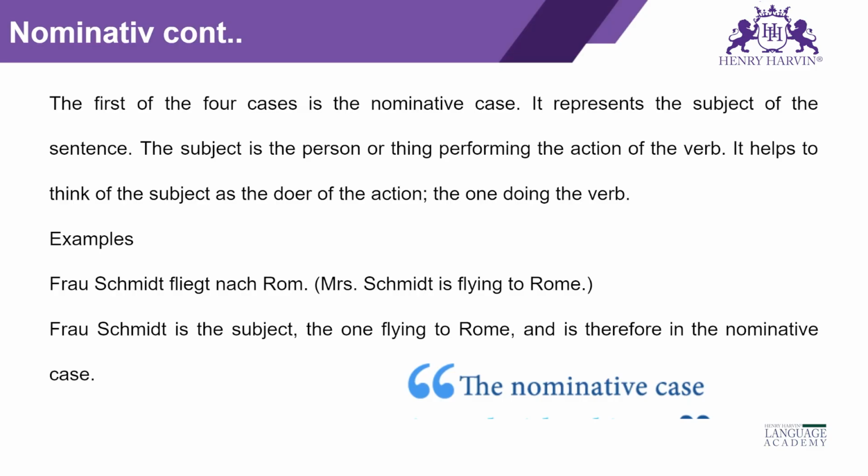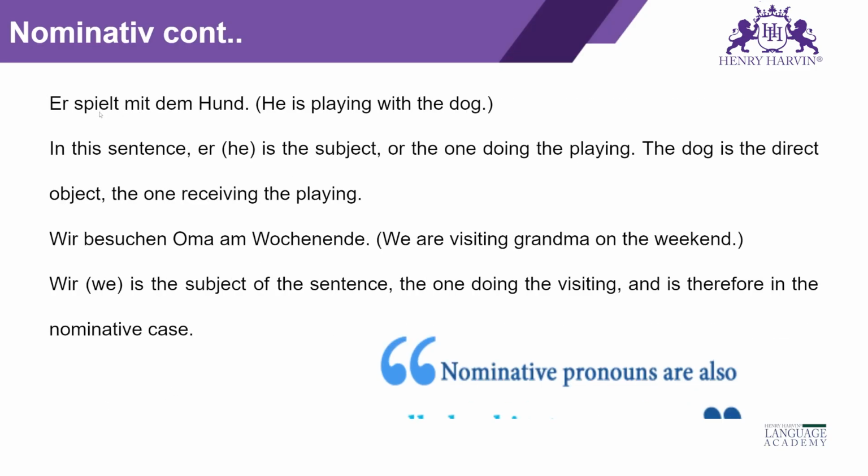For example: Frau Schmidt fliegt nach Rom, meaning Mrs. Schmidt is flying to Rome. Here Frau Schmidt is the subject, the one flying to Rome, and is therefore in the nominative case. So this is the most used and the most practiced case in German. Another example: Er spielt mit dem Hund. He is playing with the dog. Here he is the subject, playing is the verb, and with the dog becomes the object. Also remember that the verb always takes second position in the sentence.